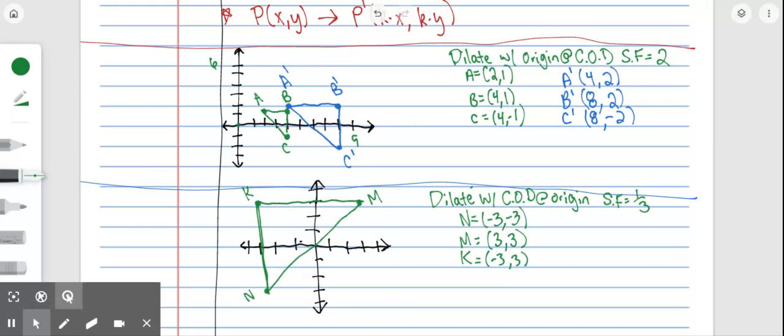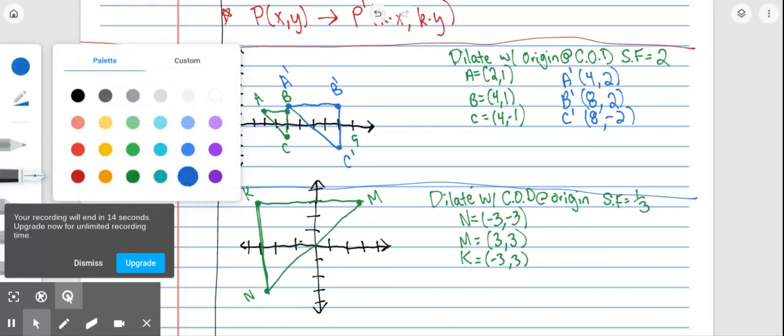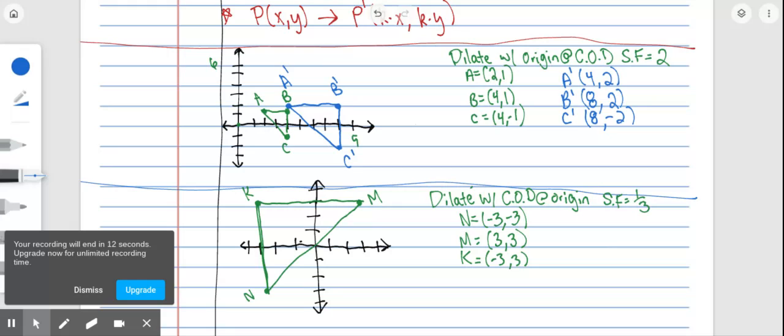This time I scaled all the way to 4 on each axis, and then I put an NMK, where N is (-3, -3), M is (3, 3), and K is (-3, 3). I'm dilating with the center of dilation at the origin, and my scale factor is 1/3. So I'm going to start by doing my multiplication of each term. So N prime is going to be -3 times 1/3, which is -1, and -3 times 1/3, which is -1.